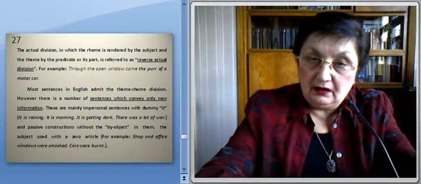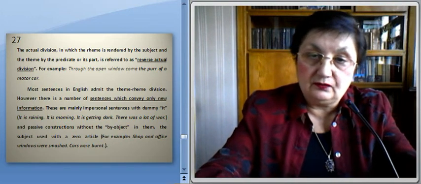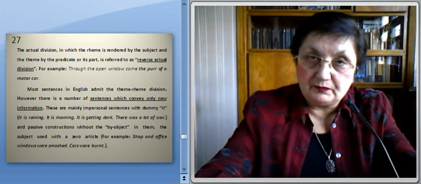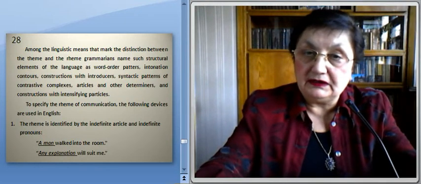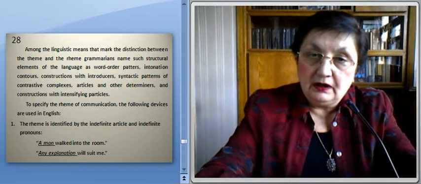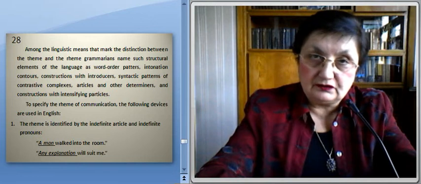Among the linguistic means that mark the distinction between the theme and the rhyme, grammarians name such structural elements of the language as word order patterns, intonation contours, constructions with introducers, syntactic patterns of contrastive complexes, articles and other determiners, and constructions with intensifying particles. To specify the rhyme of communication, the following devices are used in English.